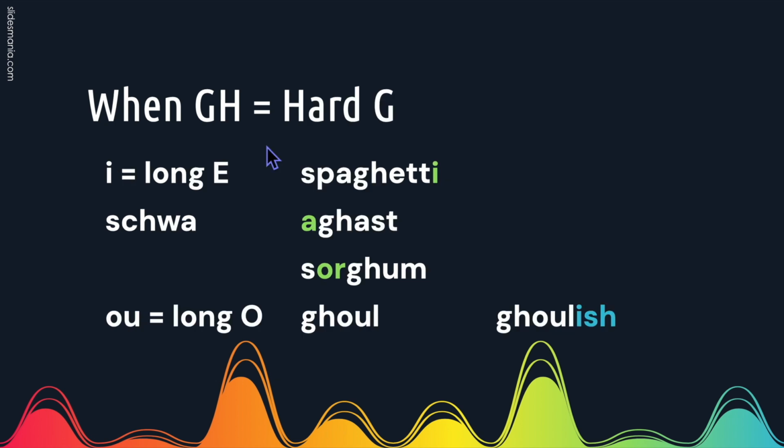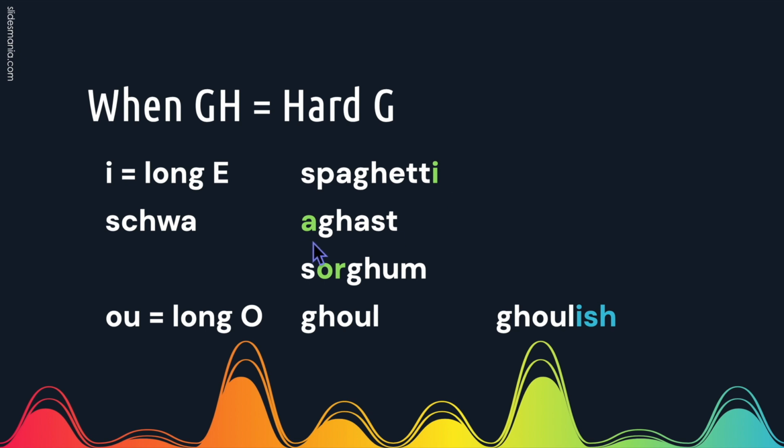There are also a few words where GH has a hard G sound of G. In this word, the I is going to take on a long E sound. So this word is spaghetti. Now, I would like to point out that English words do not end in the letter I, but this was an Italian word that was imported, so we kept the spelling the same.